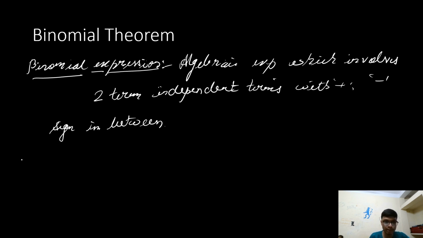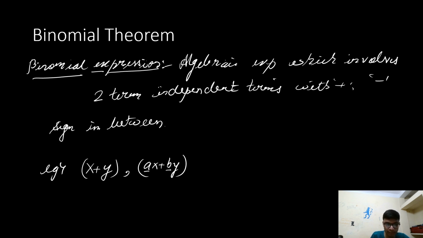Let me take some examples of binomial expressions. A simple example is x plus y, which is a binomial expression involving two variables x and y. Similarly, ax plus by is also a binomial expression, where the coefficient of x is a and the coefficient of y is b.